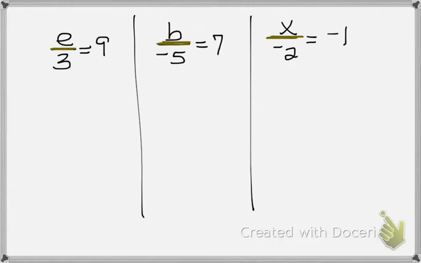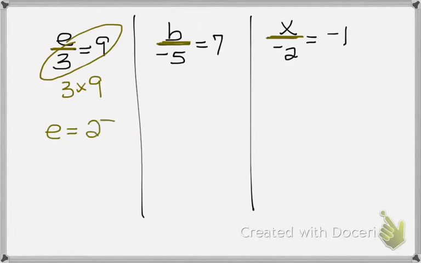So to undo division, you're going to multiply. And guess what two numbers you're going to multiply? The 3 and the 9. And then e equals 27. That was easy enough. How about the second one?